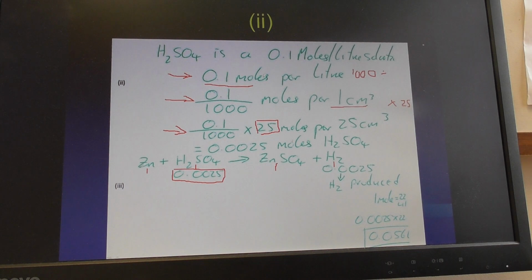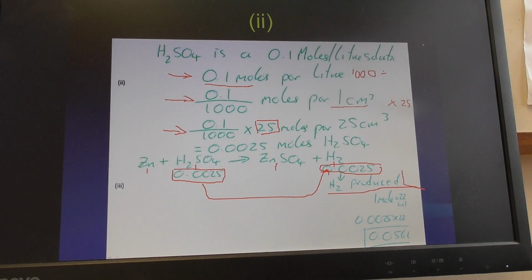Therefore 0.0025 moles of it will make this amount of hydrogen. That's assuming that we have excess of the other, and by coincidence in this case they'll all be the same, because it's 1 to 1 to 1 to 1. But really we only care about the relationship between the two of those to answer this question, and that's the amount of H2 produced.